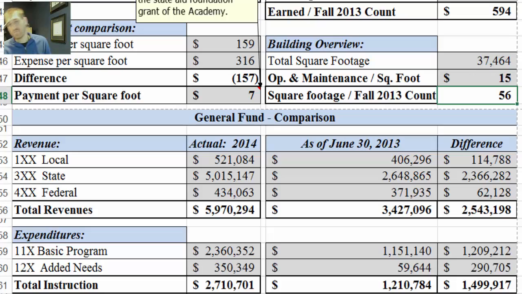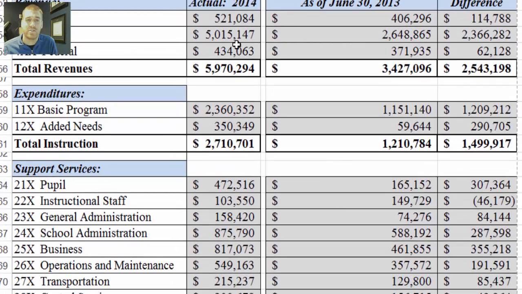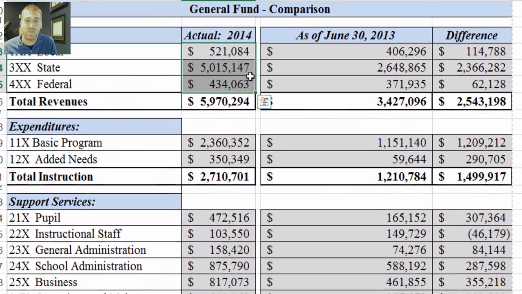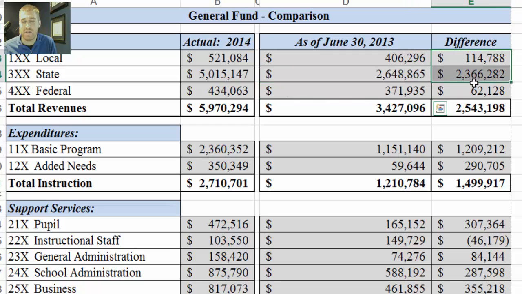So as we move into the next page, the general fund comparison, this lets you compare the June 30th, 2014 numbers to the June 30th, 2013 numbers, and then the difference is calculated over here. So if you wanted to know what the state aid was this year compared to last year, you could quickly see that, and then here's the difference.